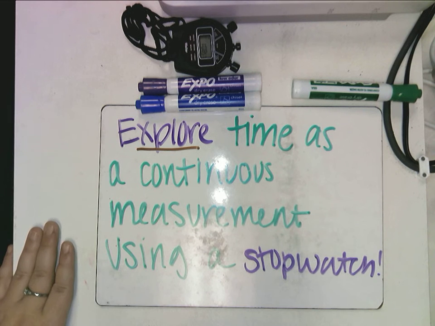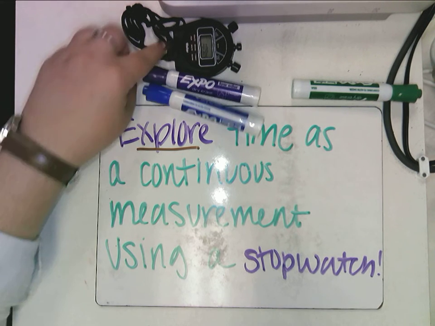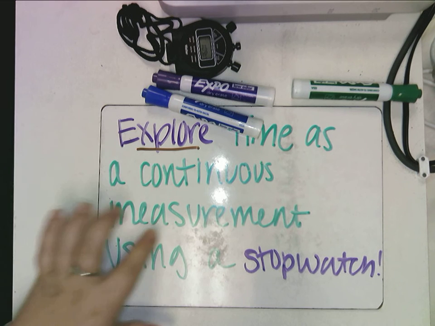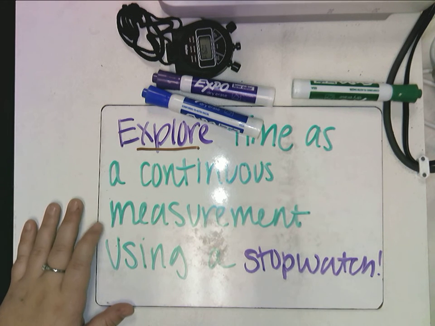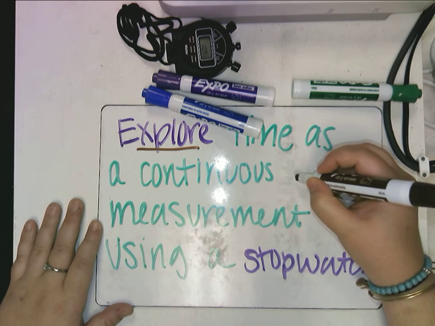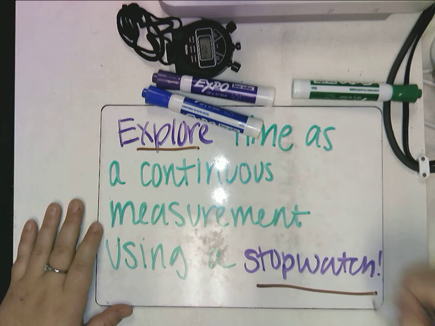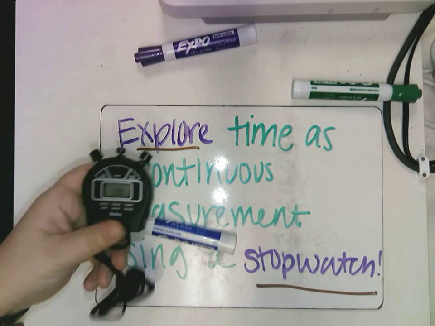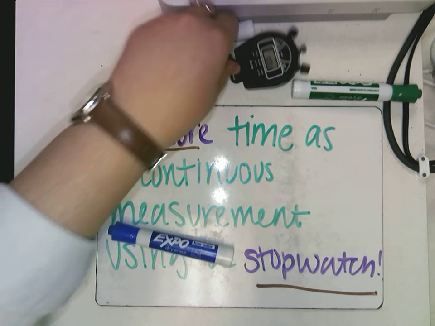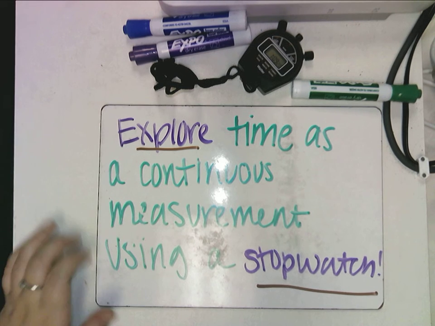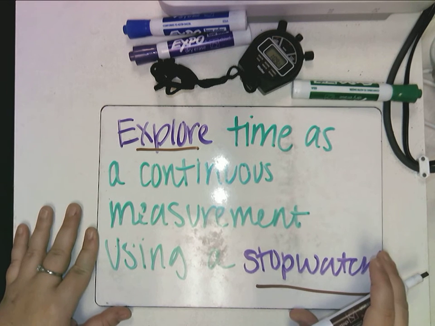Time, as in seconds, minutes, hours, the time on our clock, the time on our watches, the time on our stopwatches, as a continuous measurement. That means it's going to keep on going, using a stopwatch. And here is our stopwatch. So we're going to explore time as a continuous measurement using a stopwatch.